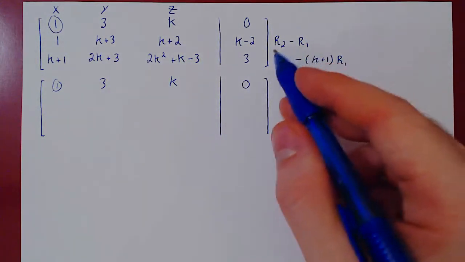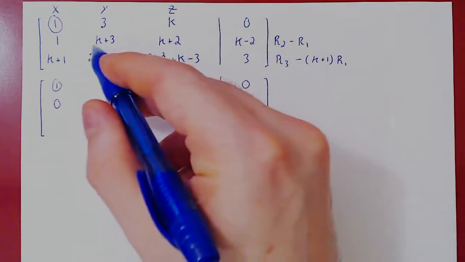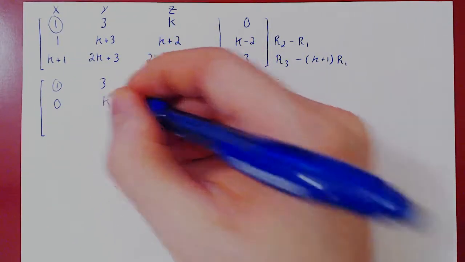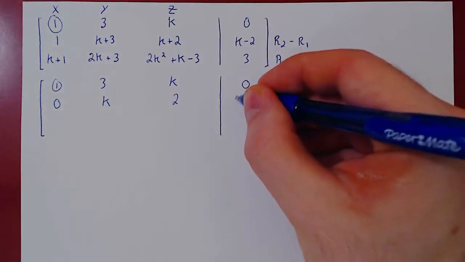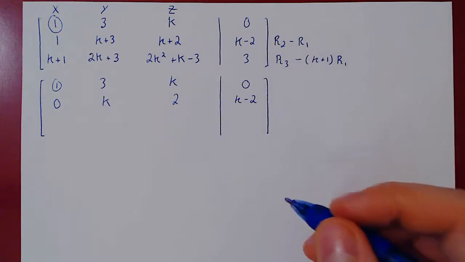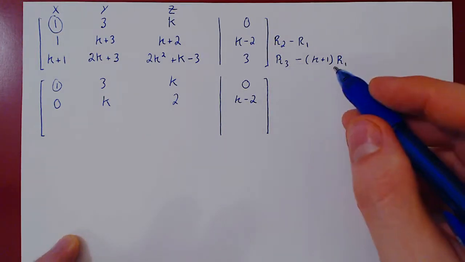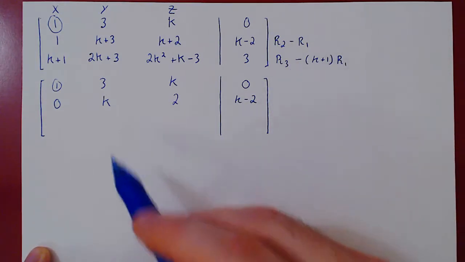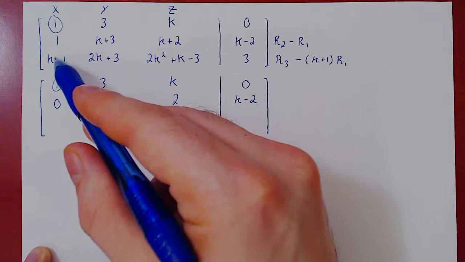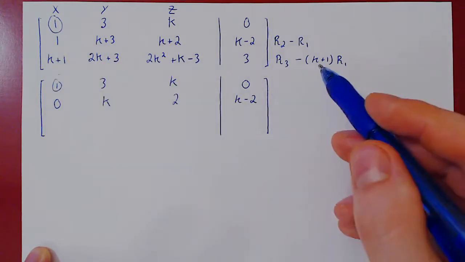First row operation, quite simple, row 2 minus row 1, so 1 minus 1 is 0. k plus 3 minus 3 is k. k plus 2 minus k is 2. k minus 2 minus 0 is k minus 2. And that's it. The second row operation is a bit more interesting. Row 3 minus k plus 1 times row 1, so k plus 1 minus k plus 1 times 1, while k plus 1 minus itself is 0.